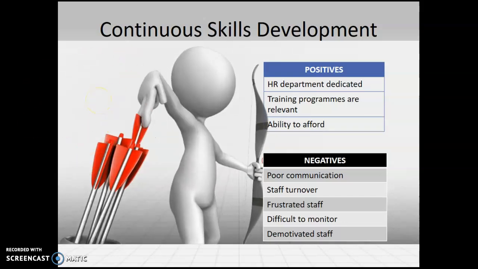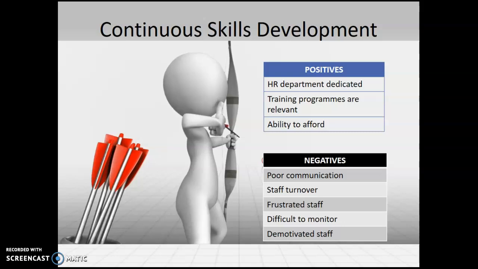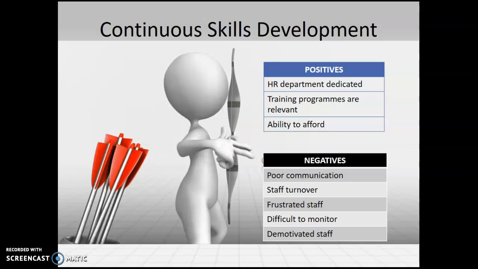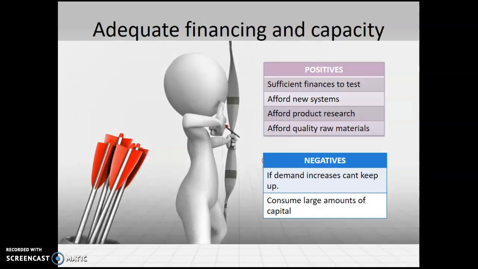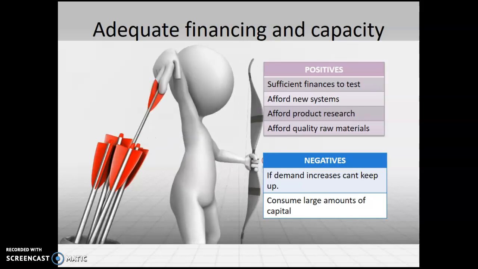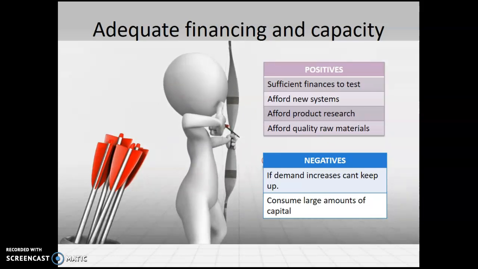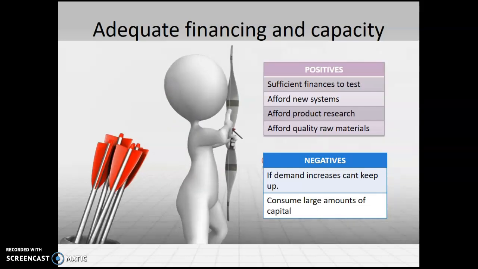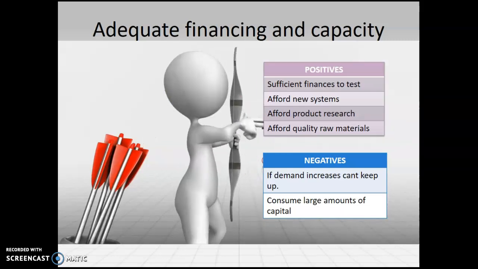So remember, with continuous skills development, you can talk a lot about the HR function and what they can do. Moving on to adequate financing and capacity. The positives. Large businesses have sufficient financing to test everything before actually implementing it. They can afford to have systems in place to prevent errors in processes.